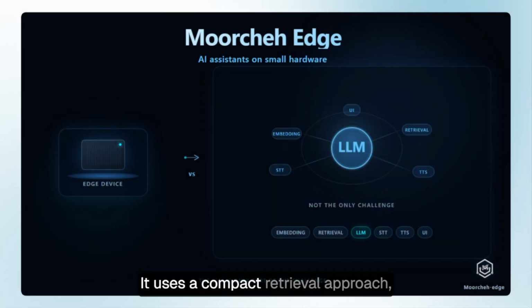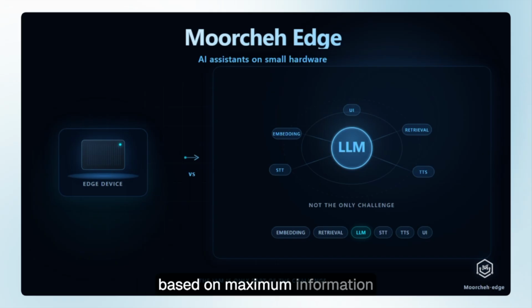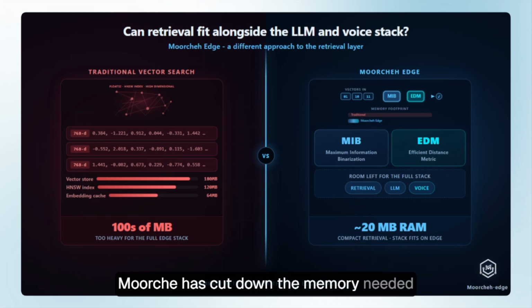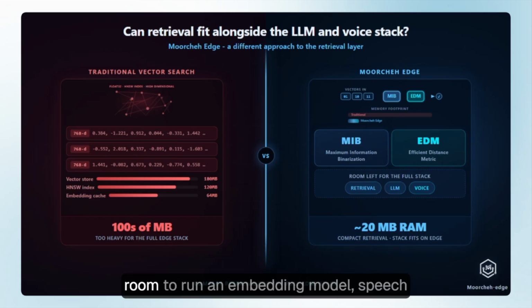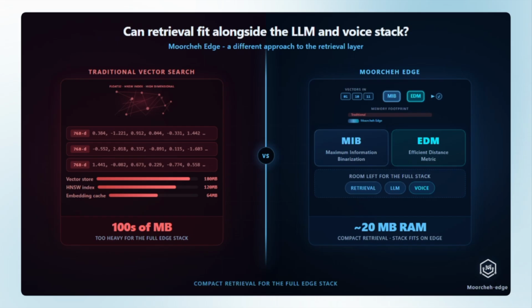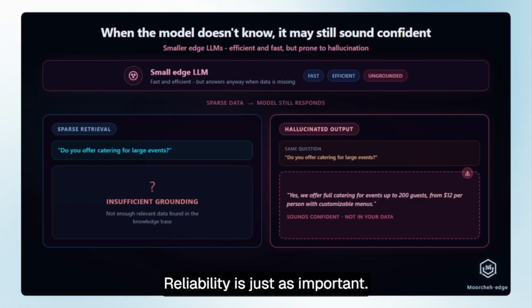It uses a compact retrieval approach based on Maximum Information Binarization, or MIB. With our efficient distance metric, EDM, Moorcheh has cut down the memory needed for the semantic layer so much that smaller memory footprints leave enough room to run an embedding model, speech services, and a local language model together on the Arduino UNO Q. Reliability is just as important.